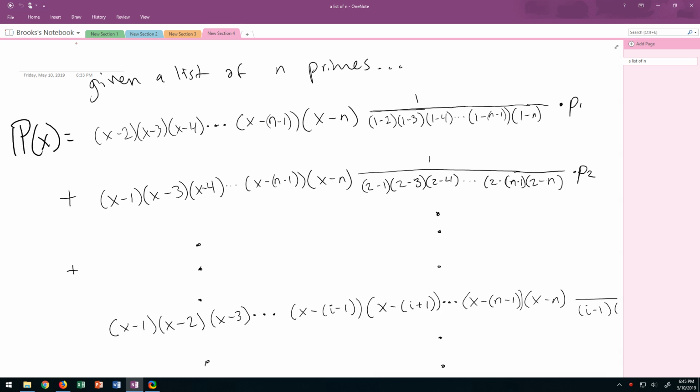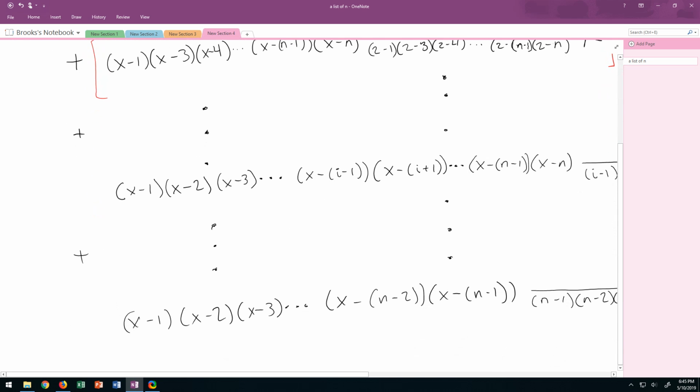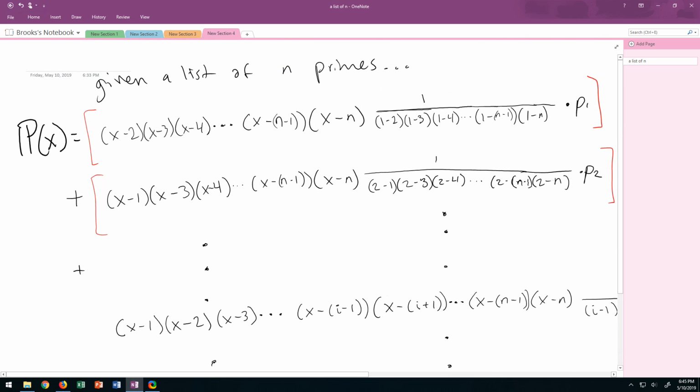This right here is the first polynomial, this chunk, and here's the second polynomial. There's going to be n polynomials, so that's why I have dot dot dots all the way down to the nth polynomial, and I'll show you the formula for those in a sec. All right, so let's consider just the first polynomial.